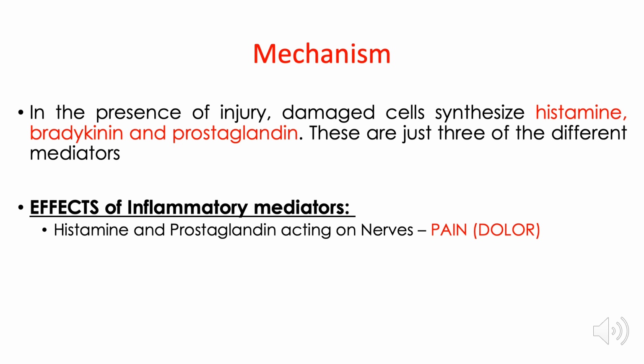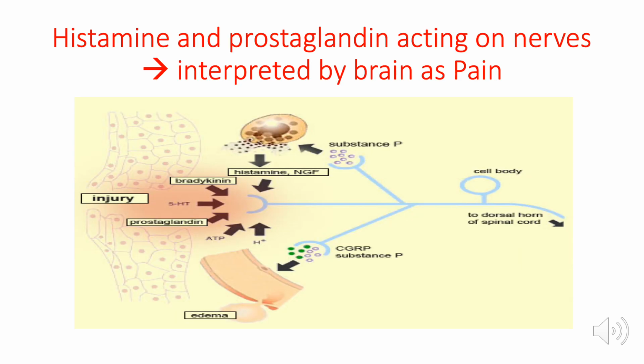The fourth cardinal sign is pain or dolor. And this is primarily because of the action of these chemical mediators, the histamine, bradykinin, and prostaglandin, on the nerves supplying the injured site. So I want you to take a look at this picture. On the left side, you have there the injured site, and you have there the release of bradykinin, histamine, and prostaglandin. And these chemicals will act on the nerve endings. And these nerve endings now will be activated, and they will send nerve impulses to the brain, and the brain will interpret it as pain.